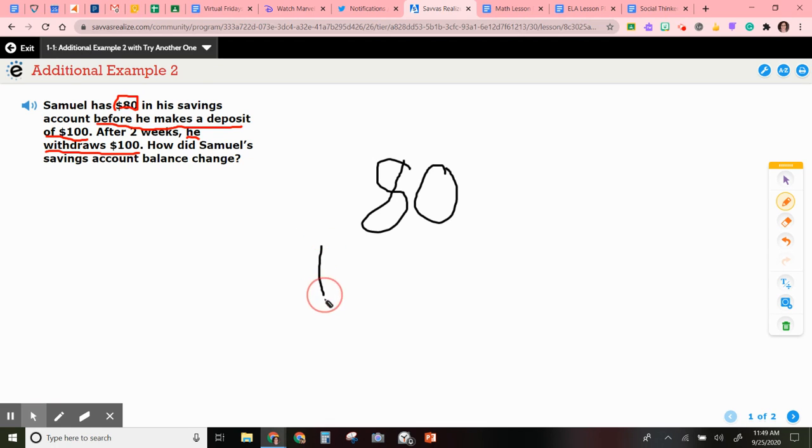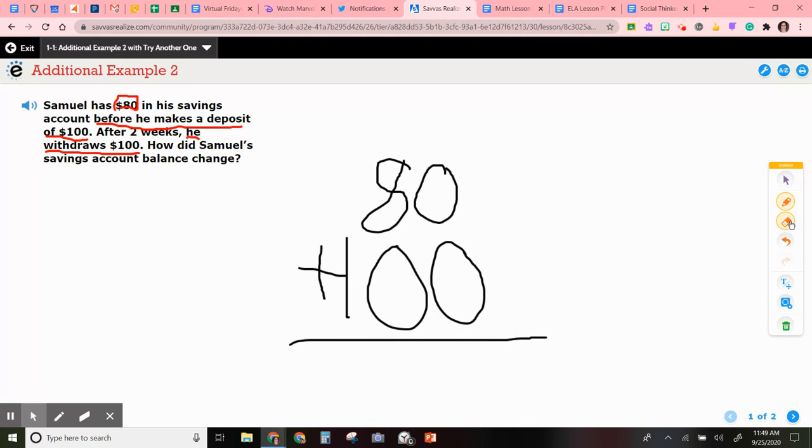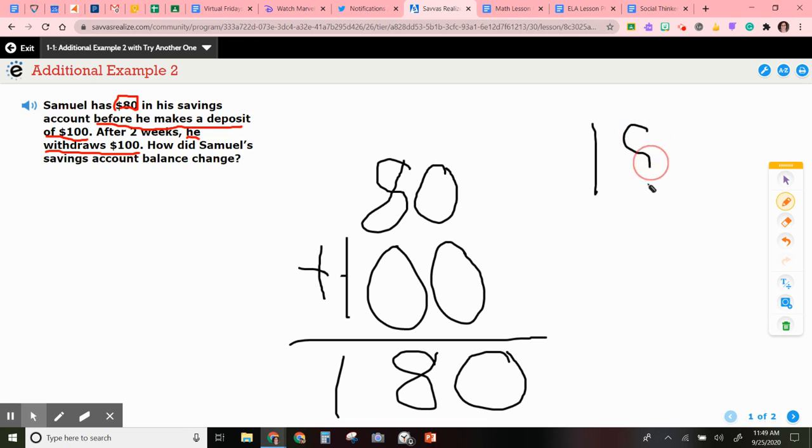So we are going to add $100. Okay. 80 plus $100 is 180. So he had 80, he added 100, and we're at 180. So we're going to put 180 over here.